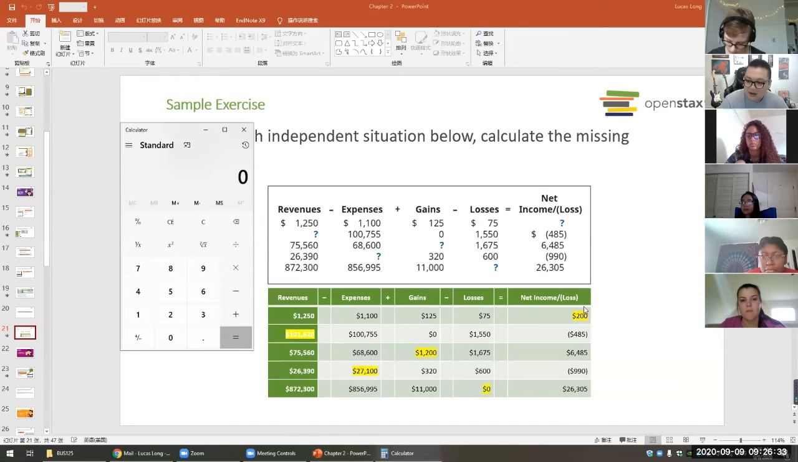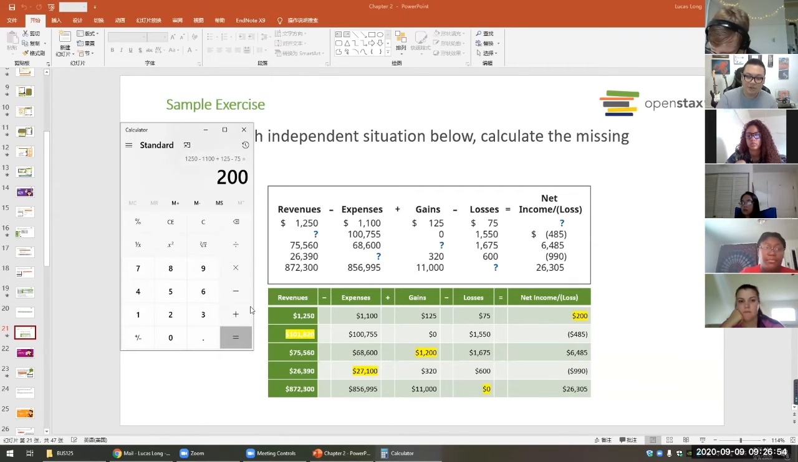Okay, so how are we going to get this $200? It's actually very easy. We're using 1250 minus the expense 1100 plus any gain 125 and minus 75. So what we got is this $200 right here. Okay. And how do we get the revenue in this case?